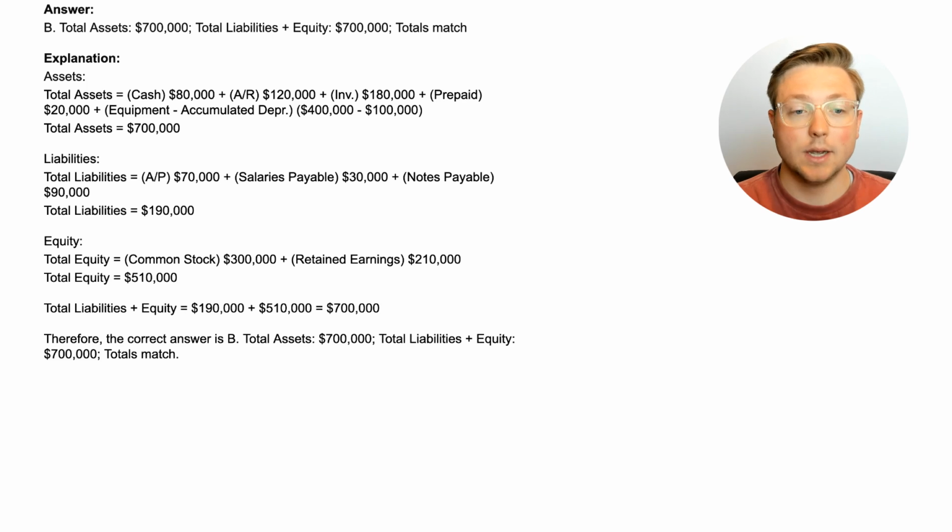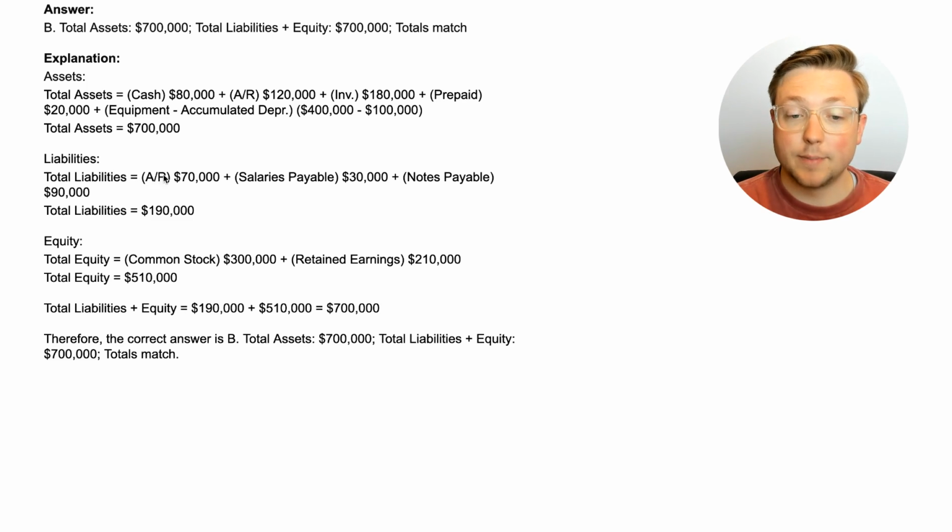So let's go over this. First, there's the assets. Total assets, pretty straightforward. Cash plus the AR or accounts receivable plus the inventory plus the prepaid expenses plus the net equipment. So you would take the equipment less its accumulated depreciation, and that gives you that $300,000 right there. So all this added up together equals $700,000.